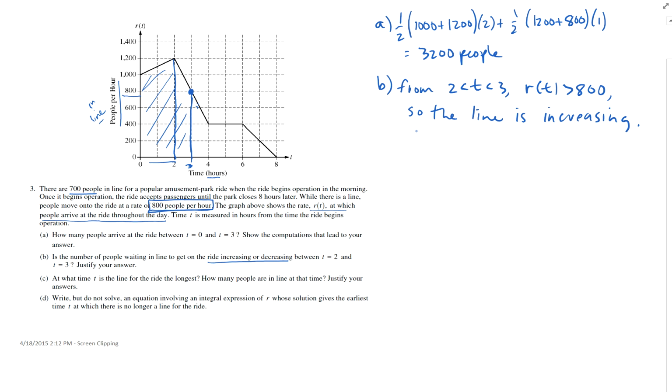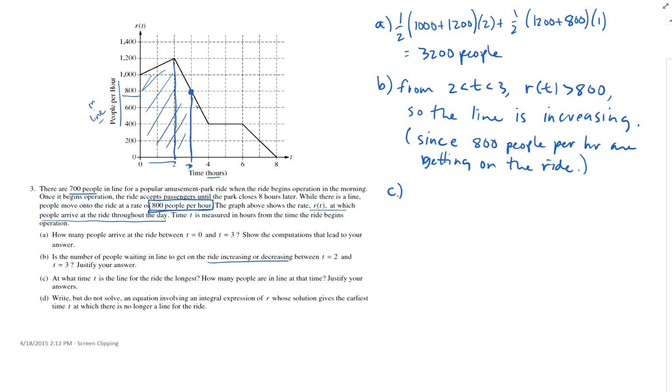Okay, and I'll write this for you guys. Since 800 people per hour are getting on the ride.